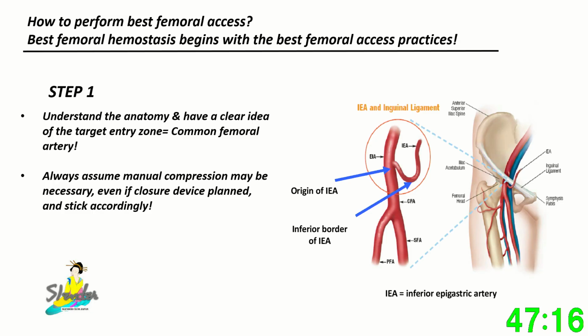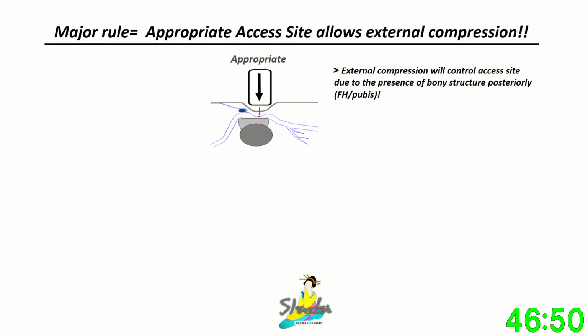The target area, which is the common femoral artery, is located above the femoral bifurcation and below the nadir of the inferior epigastric artery. And this is very simple to understand, that if you puncture the femoral artery, you must always puncture an area that is compressible. So always assume that manual compression can be necessary if your closure fails. So this is extremely important, and this is probably the main message that I want to give with this presentation.